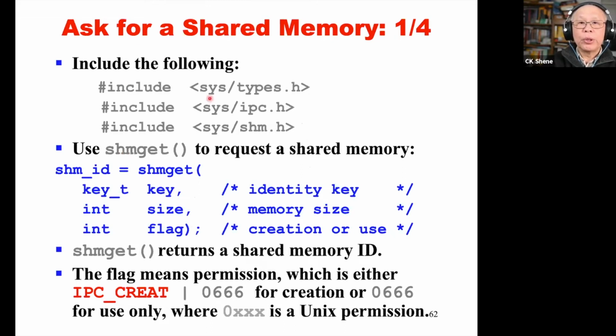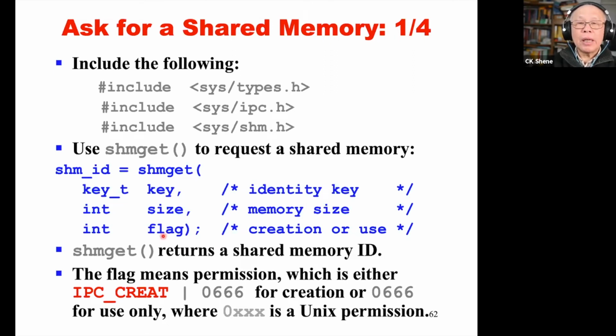So always remember to include these three lines. shmget allows you to make a request to allocate a shared memory. It takes three arguments. The first argument is the key you produced from calling ftok or whatever way. So the first argument is a key. The second argument is the size of the shared memory you wish to allocate. The third argument is a flag.